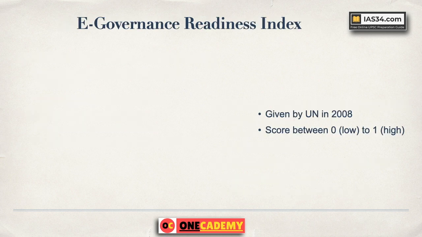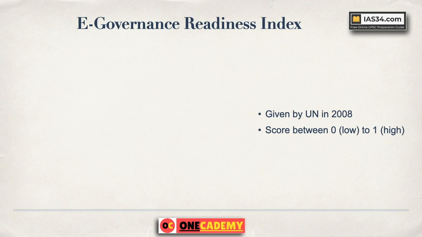Okay, next also is a very important topic, and it's kind of related to current affairs, and you should know this: E-Governance Readiness Index. This was introduced by whom? By the United Nations in 2008. These are all important things you should remember. And the score is given between 0 to 1, 0 being the minimum and 1 being the maximum.